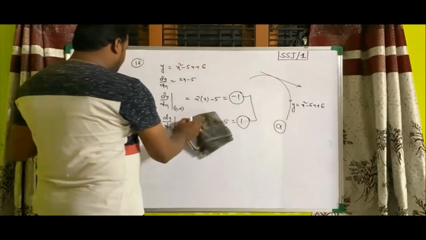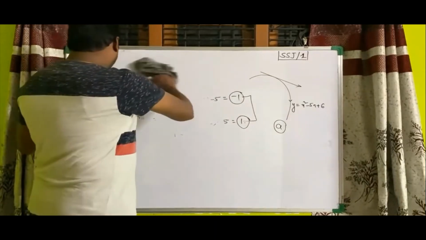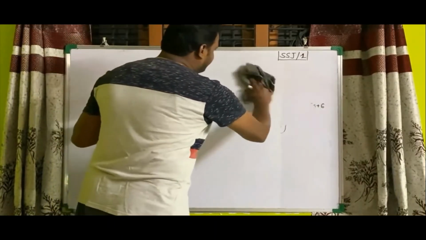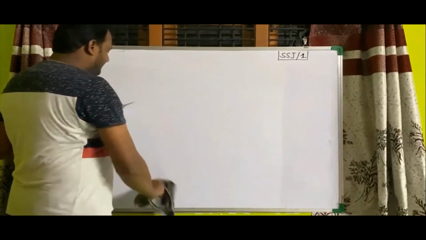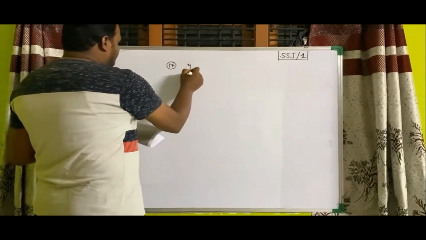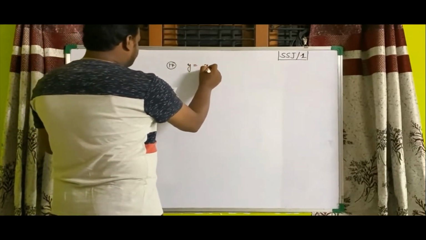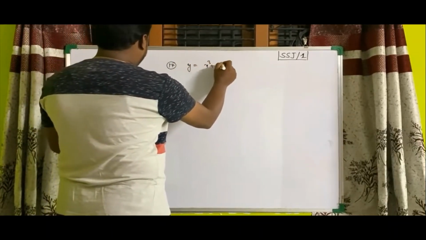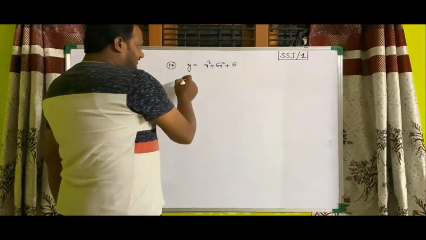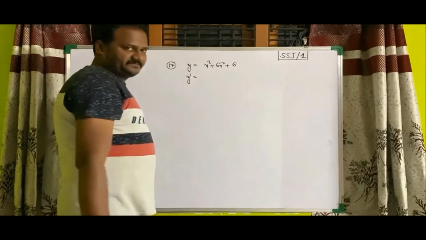Okay. Now coming to 17th problem, the interval in which the function y is equal to x cube plus 6x square plus 6 increases. This is straight away problem. Everybody can answer this, right? So coming to 17th problem, the function y is given as x cube plus 6x square plus 6. Increasing in which interval? For that, you need to find out the first derivative.